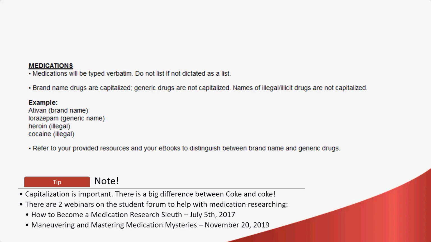Names of illegal or illicit drugs are not capped. So Ativan is a brand name drug, it's capped. Lorazepam is a generic name. Don't cap it unless it's the first word of a sentence. Heroin and cocaine are both illegal drugs, so they're not capped. Refer to your provided resources in your ebooks to distinguish between brand name and generic. Now, I know that there are troubles with the ebooks right now. My Quick Look Drug book does work, so check yours.